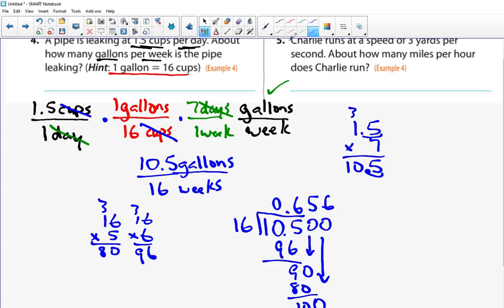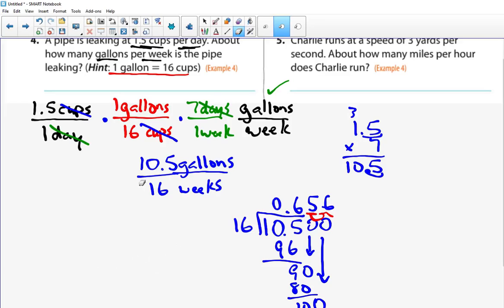So if we round this to 2 decimal places, we can practice our rounding here. This third number in our thousandths place is more than 5, so we can round this up 1. Where do I want to put my answer? Let's get rid of this. Put it underneath our unsimplified rate. So we can say it's about 0.66 gallons per week.